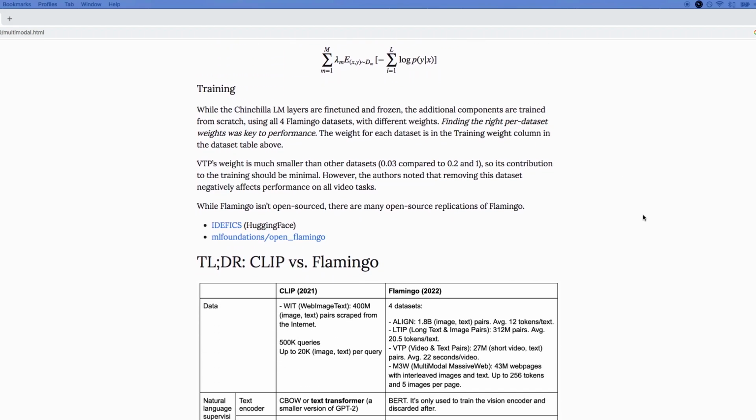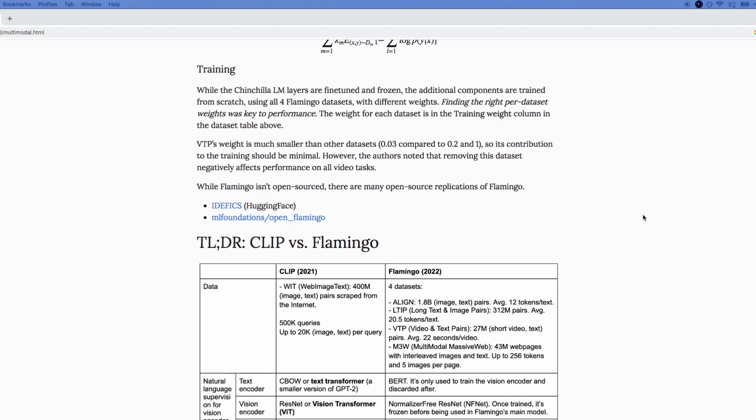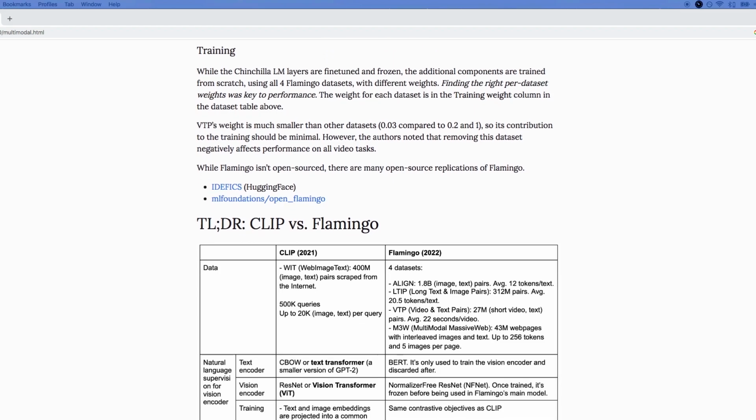Training. While the Chinchilla LM layers are frozen, the additional components are trained from scratch, using all four Flamingo datasets, with different weights. Finding the right per dataset weights was key to performance. The weight for each dataset is in the training weight column in the dataset table above. VTP's weight is much smaller than other datasets, 0.03 compared to 0.2 and 1, so its contribution to the training should be minimal. However, the authors noted that removing this dataset negatively affects performance on all video tasks. While Flamingo isn't open-sourced, there are many open-source replications of Flamingo.